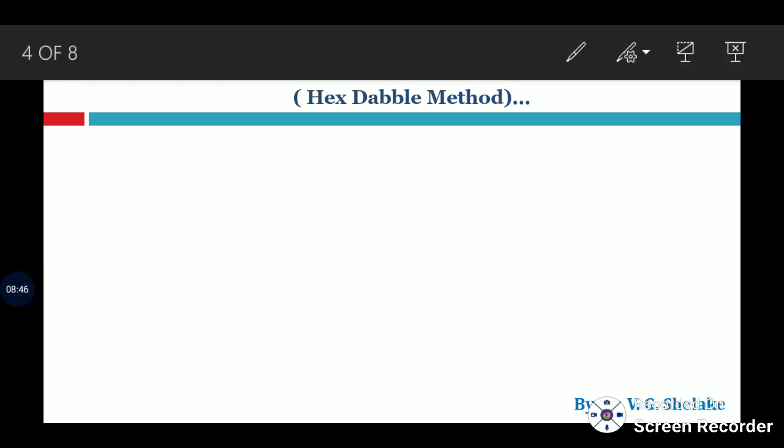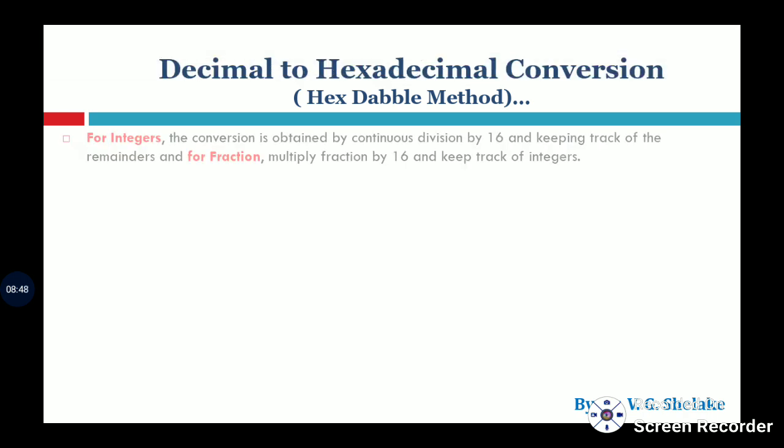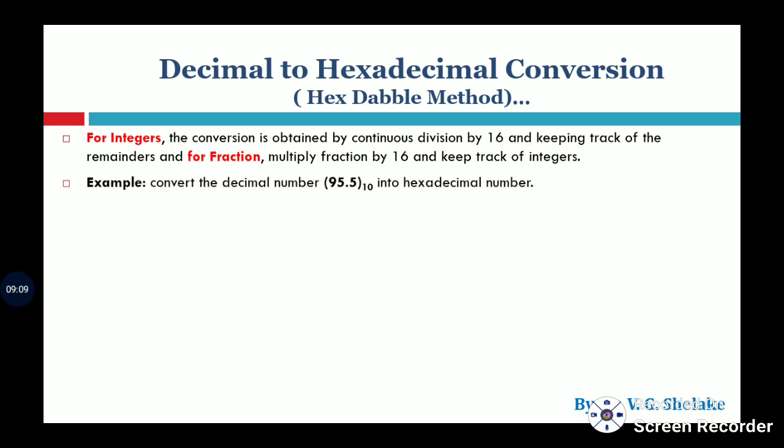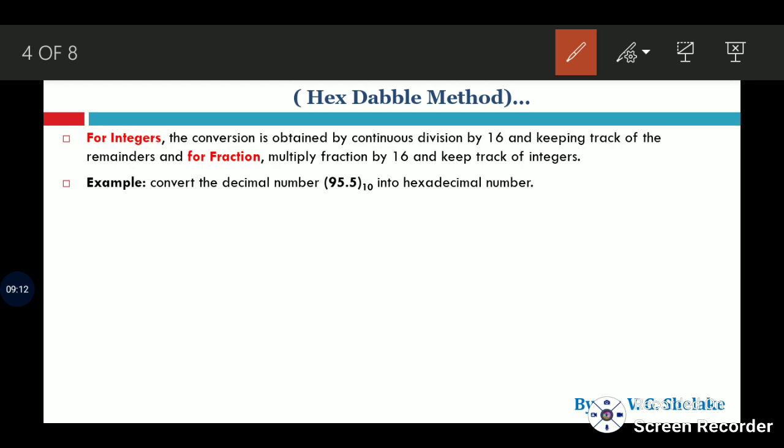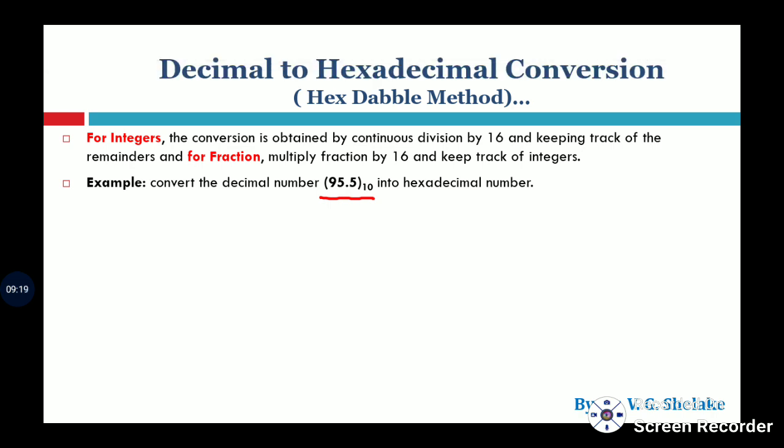In case of the hex table method, if we want to convert the decimal number to hexadecimal number, for the integer part, we have to divide the integer by 16 and keep the track of remainders, similar to the decimal to binary conversion. And for the fraction part, we have to multiply the fraction part by 16 and keep the track of integers. We will see with one of the examples. Suppose this is one of the examples, 95.5. This is a decimal number and we have to convert it into a hexadecimal number.